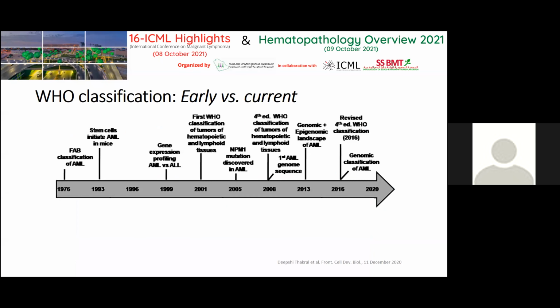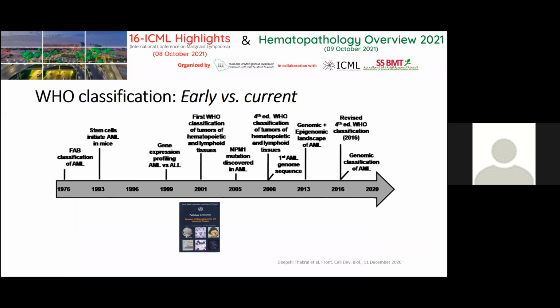So this figure summarizes the timeline of various milestones in the evolution of the genomic classification of AML. As you know, AML was classified initially by FAB in 1976 based on the cell lineage of the leukemic cells and their differentiation status, derived from the cell morphology as well as cytochemical staining of the bone marrow cells.